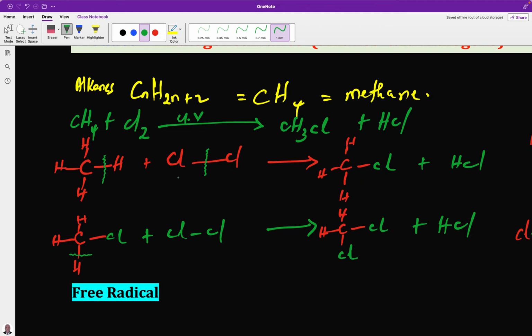In that case, what happens? The chlorine atom here substitutes the hydrogen here, and the hydrogen here combines with this chlorine atom, and what forms is hydrogen chloride. So this is chloromethane. Chloromethane is formed.